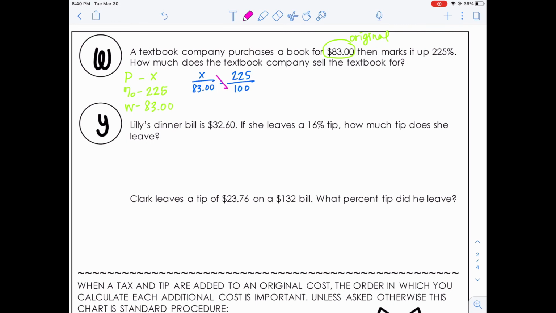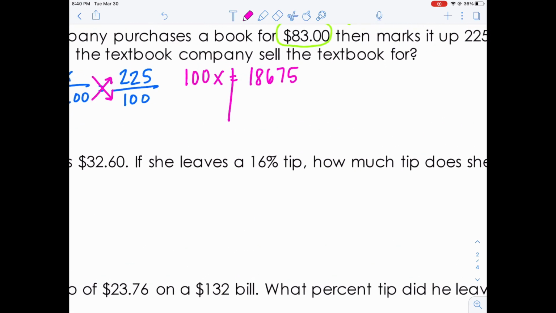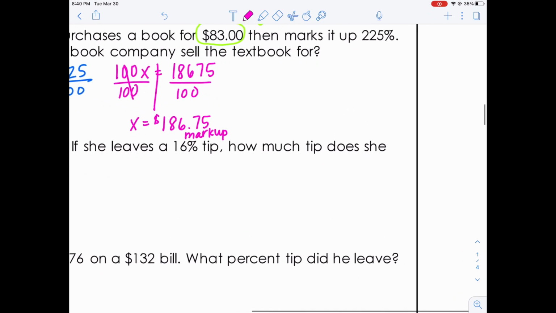Using cross multiplication, we're going to do X times 100. That's 100x. And then we're going to do 83 times 225, and that is 18,675. To solve the equation, then we're going to divide both sides by 100. And when we do that, we get X equals $186.75. And remember, this is just the markup. This is not for what they're selling it for.